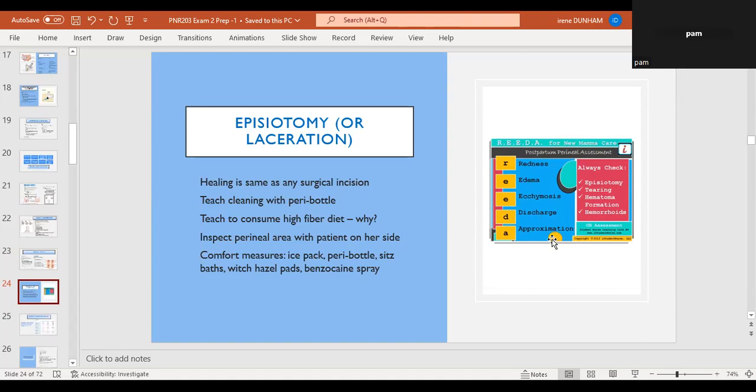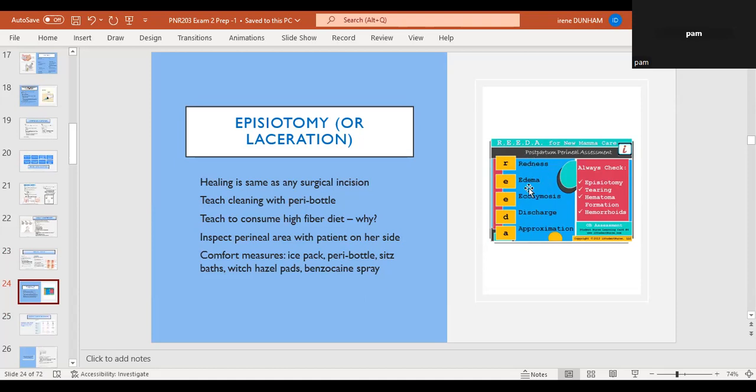Now, don't forget, this is down the mom's bottom, so sometimes they get a little loose. So you have to make sure they're well approximated. So this is my postpartum perineal assessment. This kind of mnemonic really helps you think about what you've got to look for.